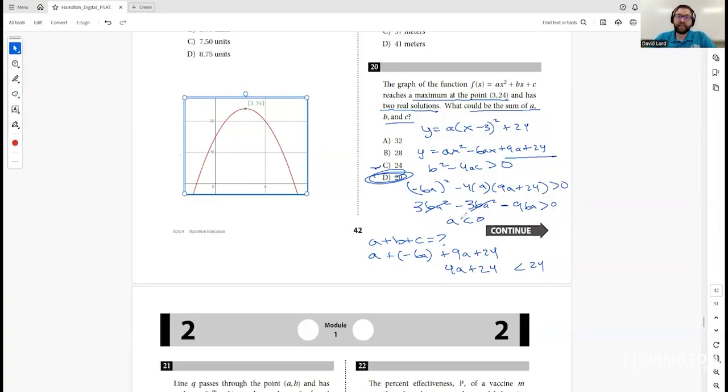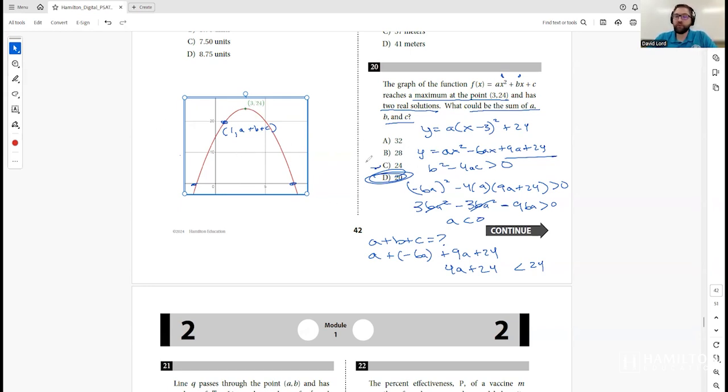We know A has to be negative because it has to hit the x-axis to have two real solutions. And something that's interesting, if we had plugged in x is 1, you would get this point right here, which is going to be 1 comma A plus B plus C. That point has to be below the vertex as it says two real solutions.